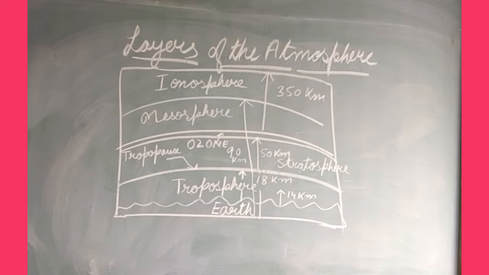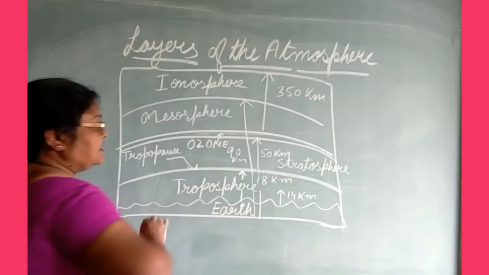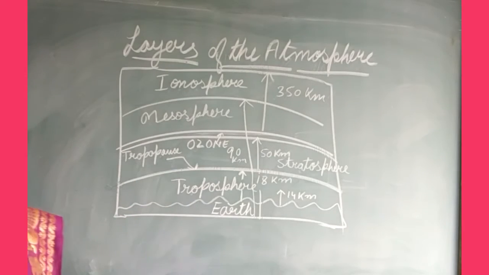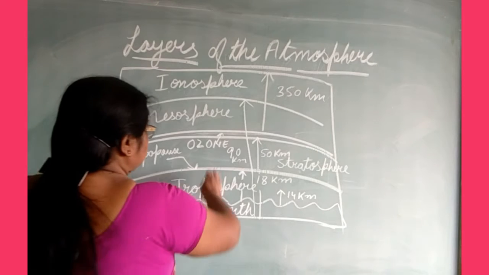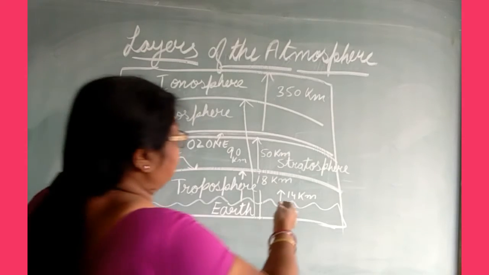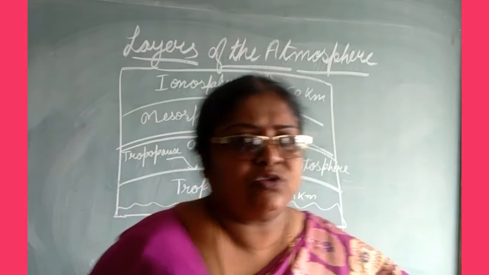In the upper part of the stratosphere lies the ozone layer. In the diagram, one layer is at the upper part of the stratosphere, and this layer is known as the ozone layer. Understood?